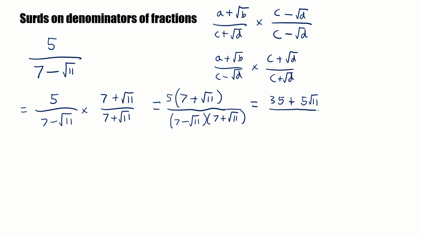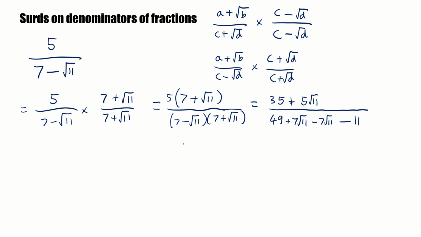Cool. On the bottom, we're going to have to do a lot more multiplying out. We're going to have 7 times 7, which is 49. We're going to have 7 times plus root 11, which is 7 root 11. But then we're also going to have minus root 11 times 7, which is minus 7 root 11. And then lastly, minus root 11 times root 11 is going to be a minus 11. Minus times a positive is a negative, and then root 11 times root 11 makes 11.